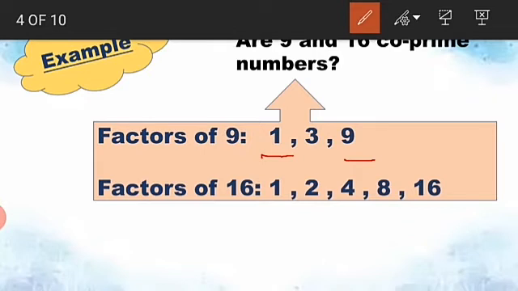Now after 2 we have 3. As 9 is multiple of 3, so we can say 3 is the factor of 9. Okay. So class, after 3 we have 4, 5, 6, 7, 8. 9 is not a multiple of these numbers, so these numbers are not a factor of 9. Okay. So we have only 3 factors of 9. After 9 we have factors of 16 similarly as 1 and itself. And after that we have 2, 4, 8.